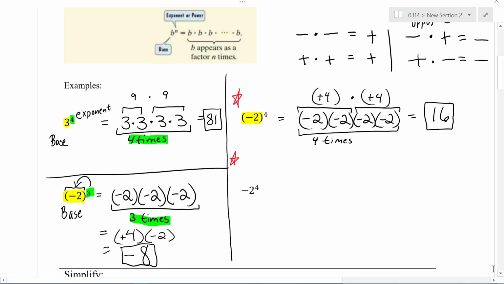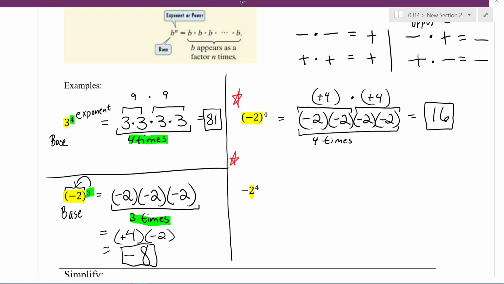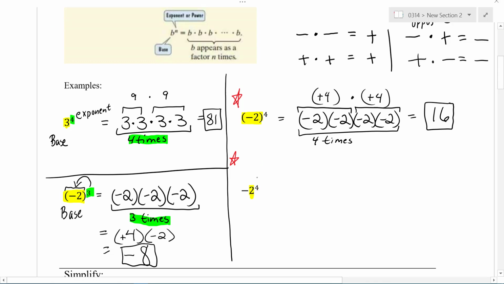Now what about this one? How is this one different? You'll notice that the previous example had the parentheses, but this example does not have the parentheses. So what that's going to change is what we're going to write down 4 times. It's going to change the base. The base in this case is only the +2. So it's only what's directly in front of the exponent. If you don't have the parentheses, then the negative does not get written down 4 times. So the only thing that you're going to write down 4 times is the 2.